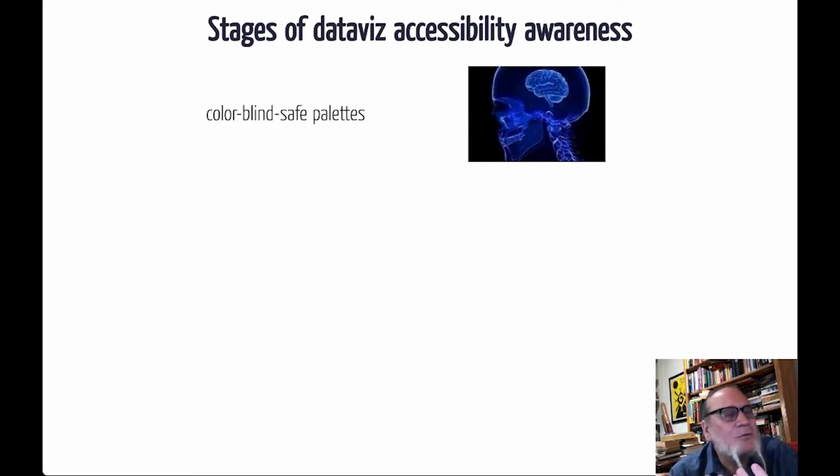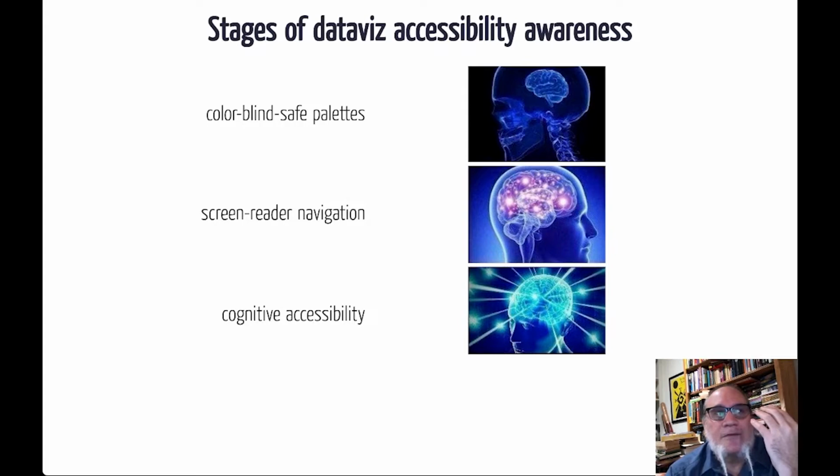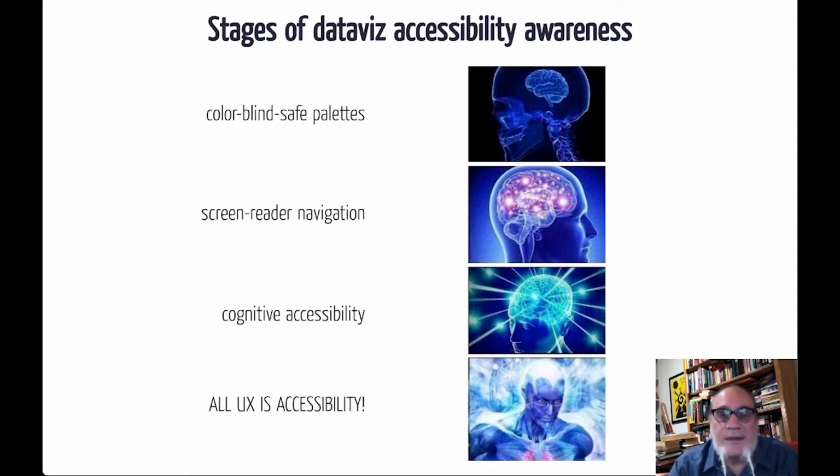First, we start thinking about colorblind safe palettes. We want to use good colors to make sure that we're not excluding people. And then we realize, wait, it's not just about colors. We need to think about blind people and how a screen reader can access this information. But when you're accessing one bar at a time or one data point at a time, that's a lot of information. So we realize, oh, wait, there's actually a lot of information for everybody to process. And we start thinking about cognitive accessibility. Oh, how are we going to deal with this, making sure that the user experience is available to everyone? And then we start realizing that all UX is accessibility.